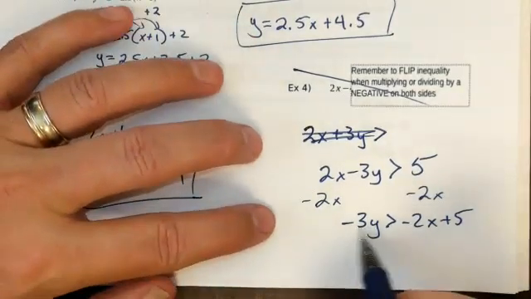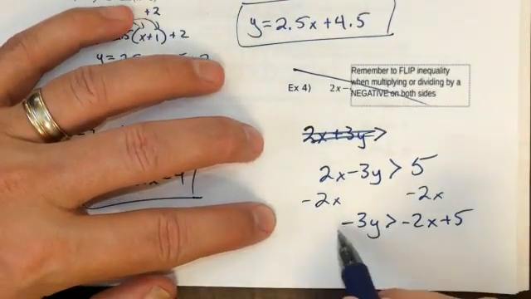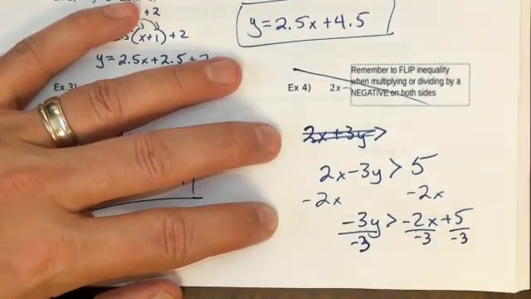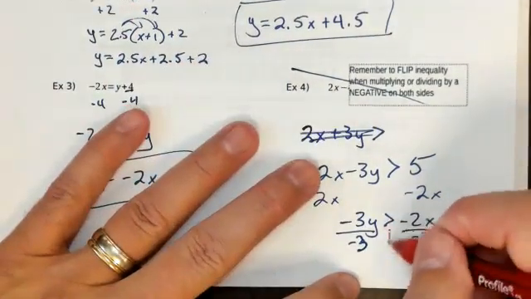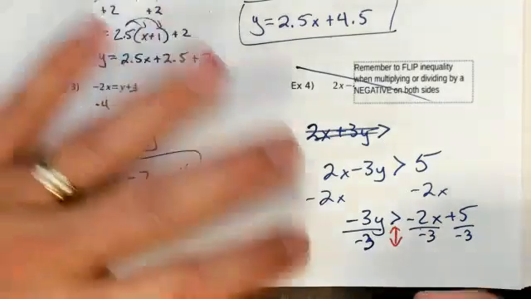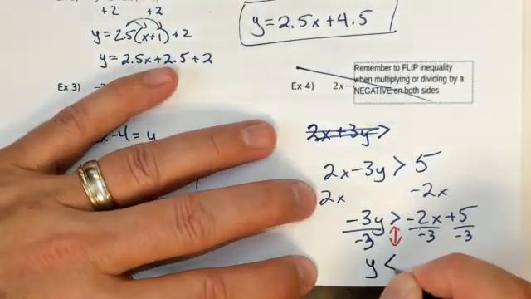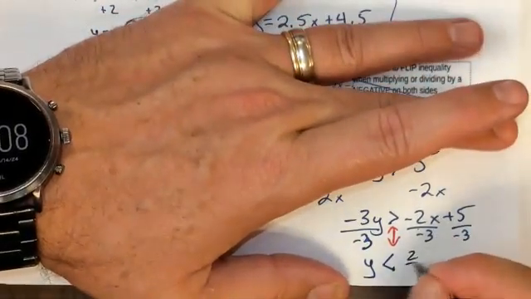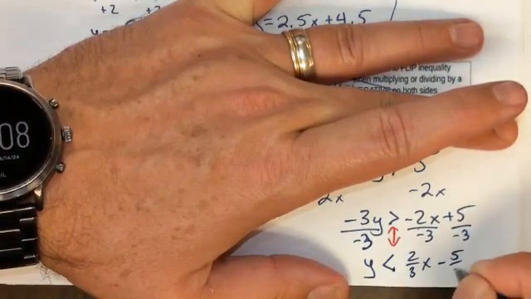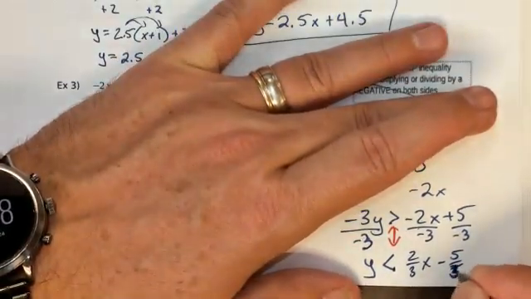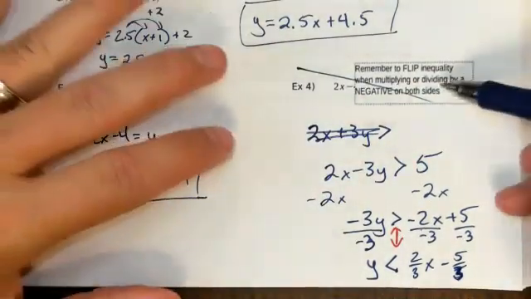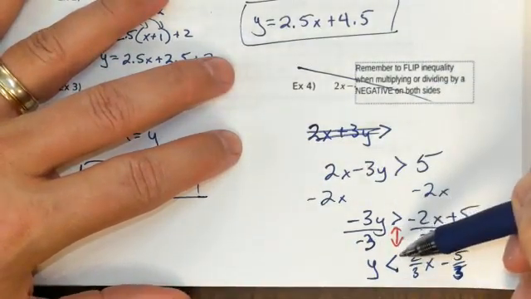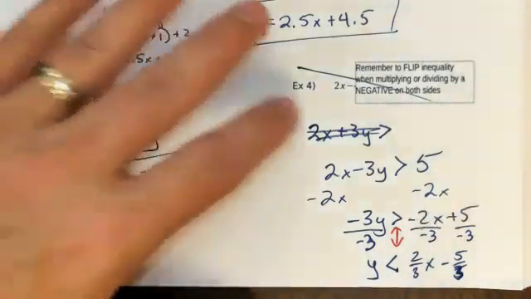Now, right here, I want to keep the y. I want to get rid of this minus 3, so I'm going to divide by negative 3. But as soon as I divide by negative 3, I have to flip that sign over. So instead of being greater than, now it's less than. This is a negative and a negative, and I'm just going to leave that as 5/3. But just keep in mind, if I'm multiplying or dividing by a negative number, I have to flip that inequality over. If I'm dealing with greater than or less than, we're going to flip that sign over.